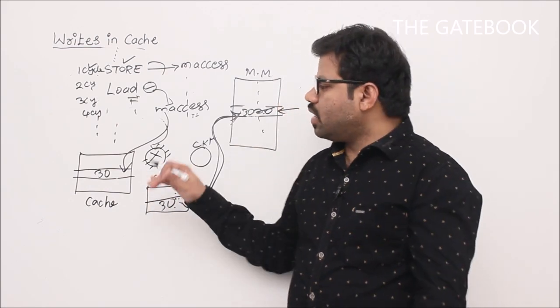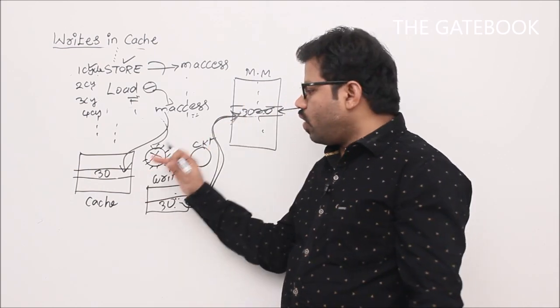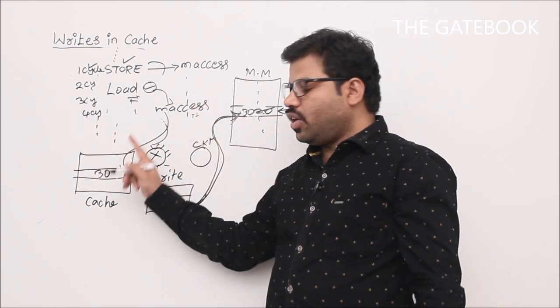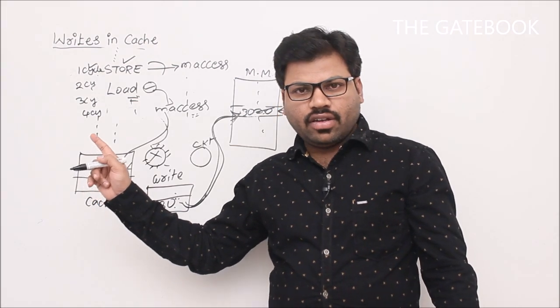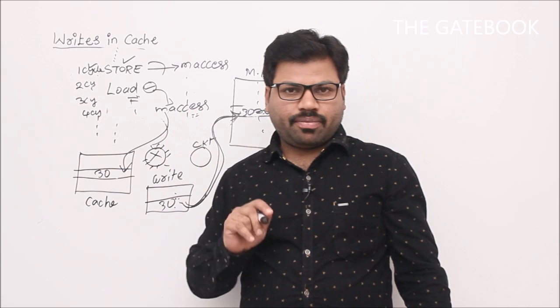Now, the important points about the write through procedure: if you have only write through procedure without a write buffer, then we write the data into cache. If there is a cache hit, then immediately we will write in the main memory.